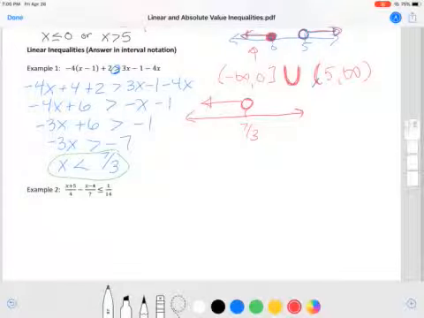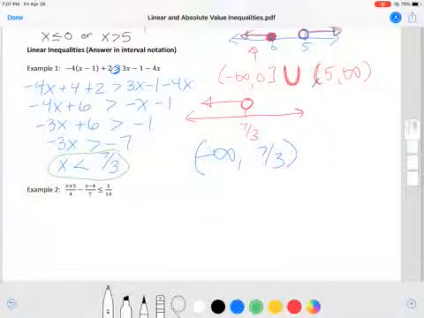Now, to write my final answer, on the left-hand part of my interval, that's going to be -infinity. The right-hand side of my inequality is 7/3. 7/3 is not included, and of course we don't include -infinity. So this is my final answer written in interval notation.